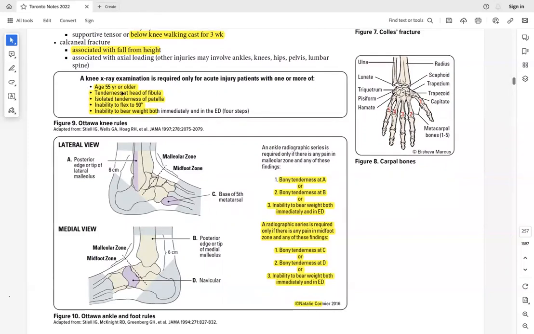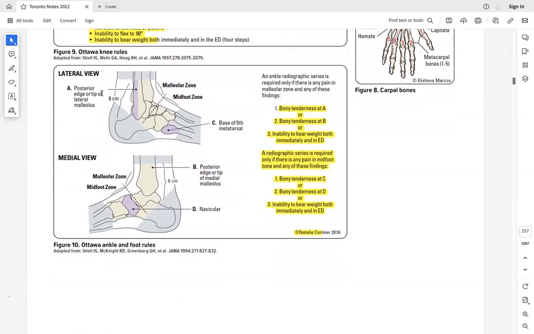If age is 55 years or older, tenderness at the head of the fibula, isolated tenderness of the patella, inability to flex, or inability to bear weight at any time in the emergency department or at the time of the injury, if any one of these is present, we will go for the X-ray. If none of these is present, we will not do any X-ray. Even if the patient is saying, I'm in pain, I'm this and that, no, we will not do an X-ray.